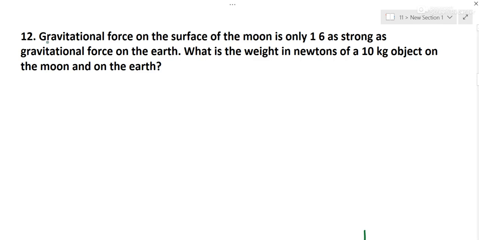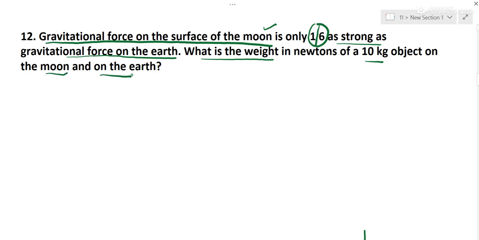Gravitational force on surface of Moon is only 1 by 6th as strong as gravitational force on Earth. That's true. On Moon, force is 1 by 6th that of Earth. So what is the weight in newtons of a 10 kg object on the Moon and on the Earth? So mass of the object is 10 kg. Mass is mass. So what will be weight on Earth?